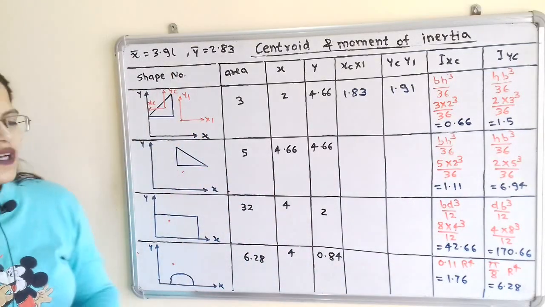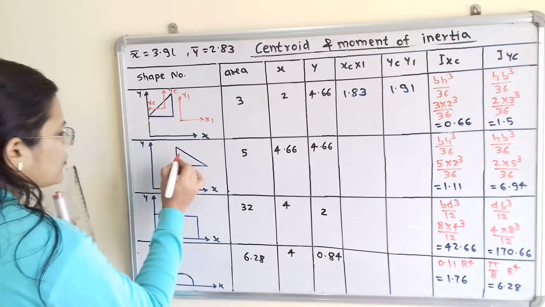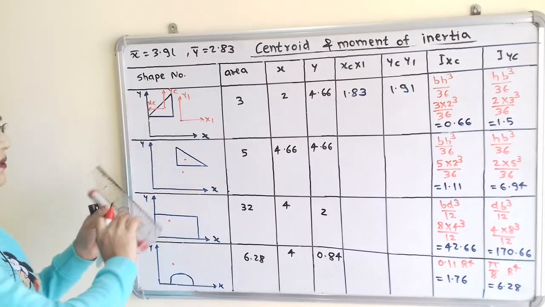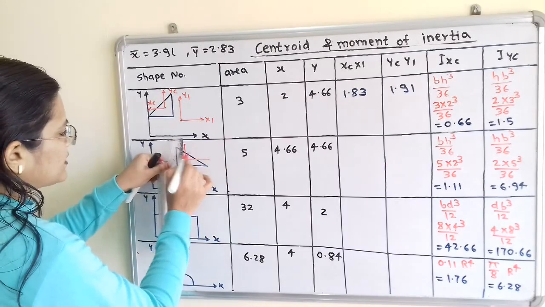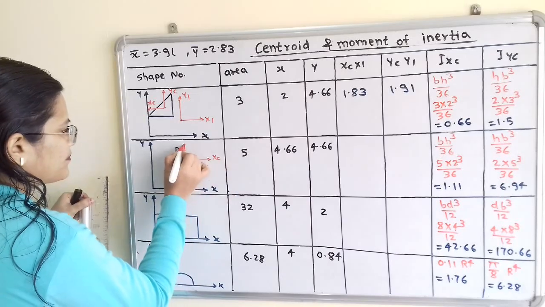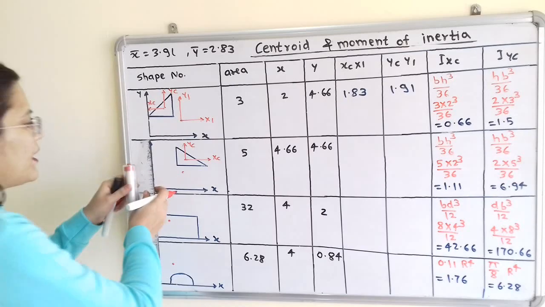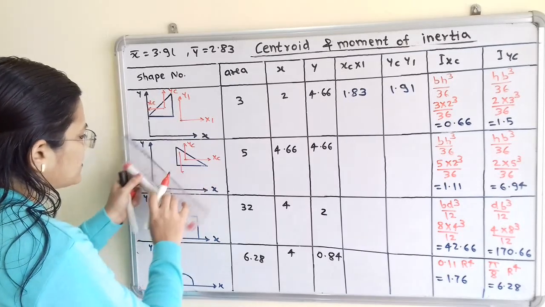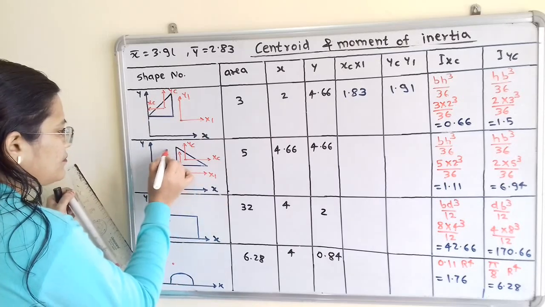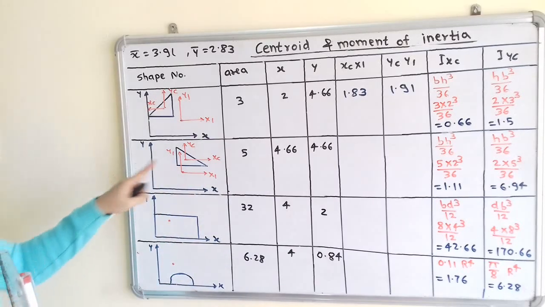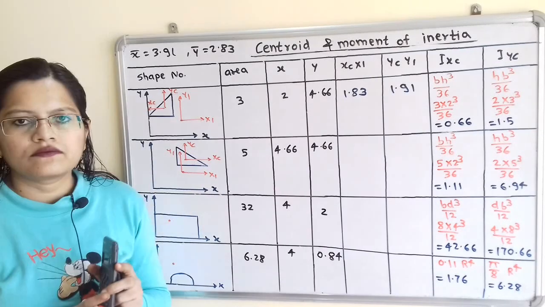Now we will move to the next shape. The next shape is also a right angle triangle. So we will select here the centroid of the triangle, and we will show the axes passing through it, that is XC and YC. Now here is the centroid of the whole shape, and we will show the axes passing through it, that is x1 and y1. Now we have to find out the distance between xc and x1, and yc and y1.